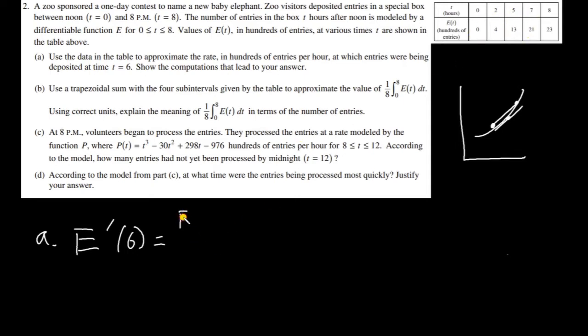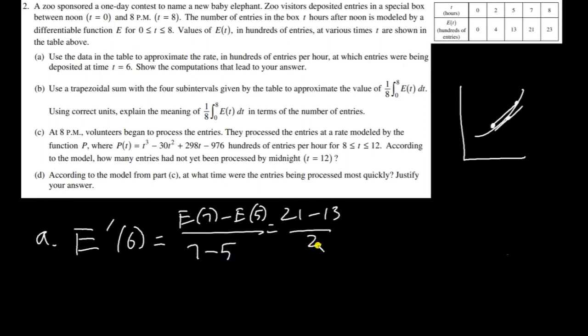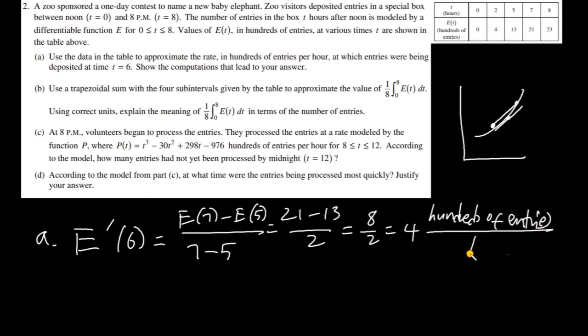So it's going to be e of 7 minus e of 5 over 7 minus 5. It's going to be 21 minus 13 over 2, which is 8 over 2, which is 4 hundreds of entries per hour. Entries per hour, right? Awesome. That was a simple 1-point question.